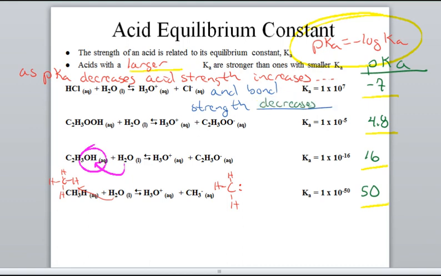Remember, acid strength: a stronger acid has a weaker bond. As pKa decreases, the strength of that bond is getting weaker. What if I gave you a chemical reaction and it's balanced, and I gave you pKa values of the two acids? You should be able to predict whether it's mostly reactants or mostly products.